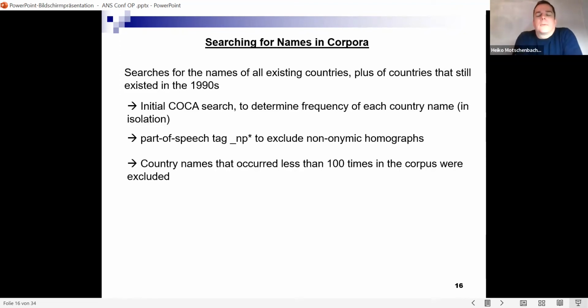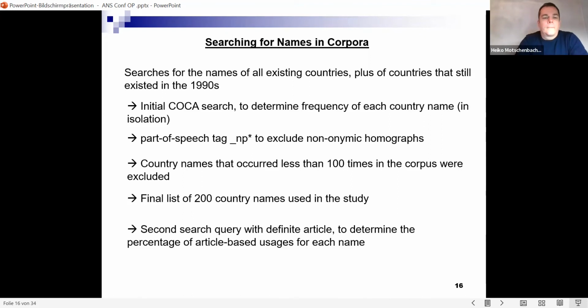Then I restricted myself to country names that occurred less than 100 times. No, I excluded these that occurred less than 100 times in the corpus, but this only affected like 4 or 5 names. All of the others occur more than 100 times. And in the end, I had a list of 200 country names that I could use for my study. Then I performed a second search query in combination with a definite article for each of the names, and this enabled me to determine the percentage of article-based usages for each name.